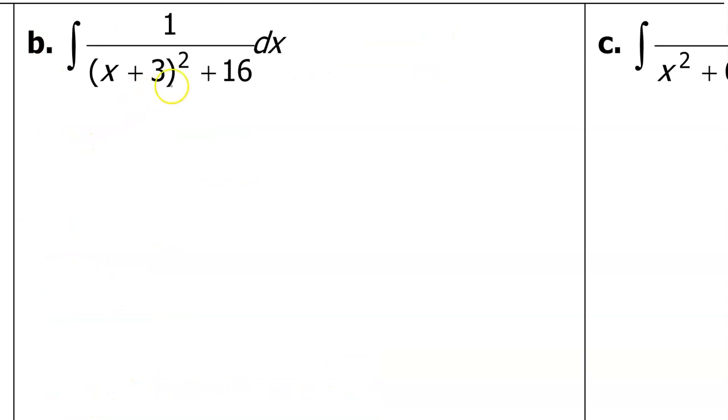For part B, the degree of the denominator wins by 2. That tells us to use an inverse trig rule. We can already see that we have x plus 3 squared. So that means that u will equal x plus 3. In that case, u prime is simply going to be 1. And we can see that the a value will be 4 because the a value is the square root of this constant.